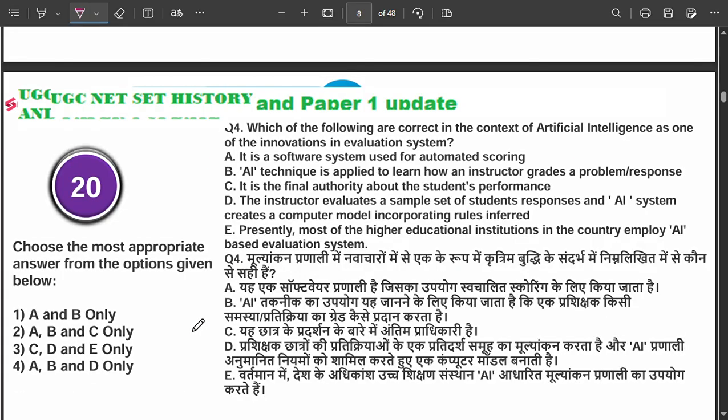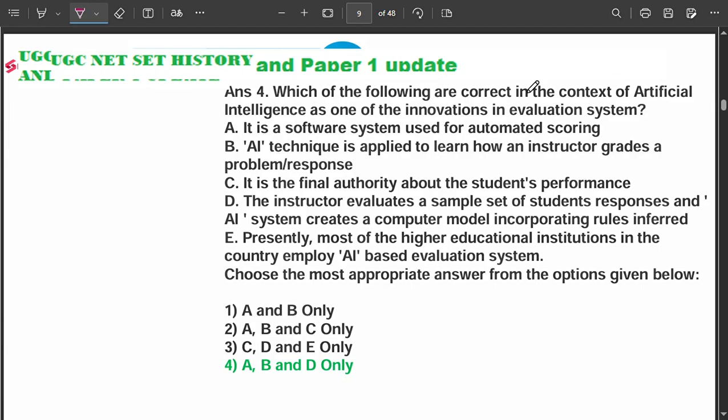Next, question number 4. Which of the following is correct in the context of artificial intelligence and innovation in the evaluation system? A. It is software used for automated scoring. This is correct. B. An AI technique is applied to learn how the instructor grades a problem or response. This is also correct. C. It is the final authority about student performance. This is incorrect.